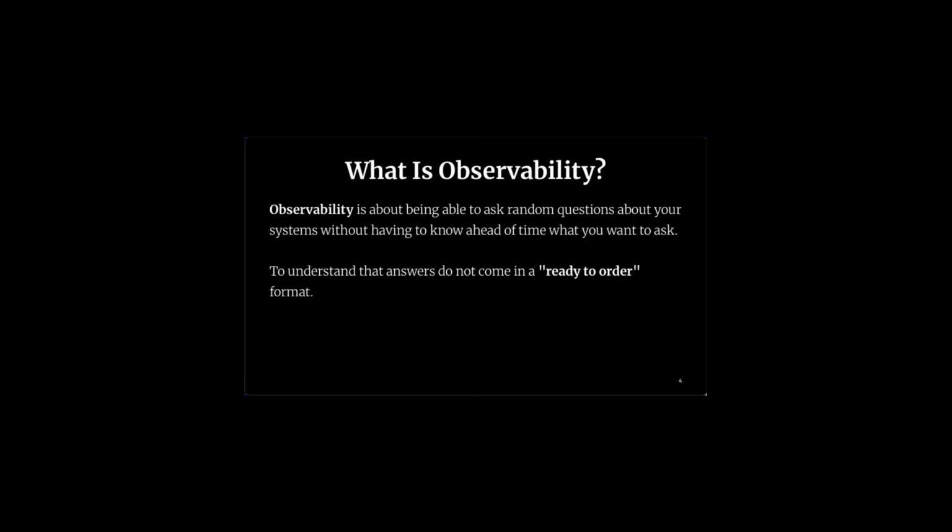So what is observability? Observability is about being able to ask random questions about your systems without having to know ahead of time what you want to ask. Observability focuses on the development of the application or service and the rich instrumentation you need, not to poll and monitor for those thresholds or define health checks, but to actually ask any arbitrary questions about how your software works. To understand, the answers do not come in a ready-to-order format.